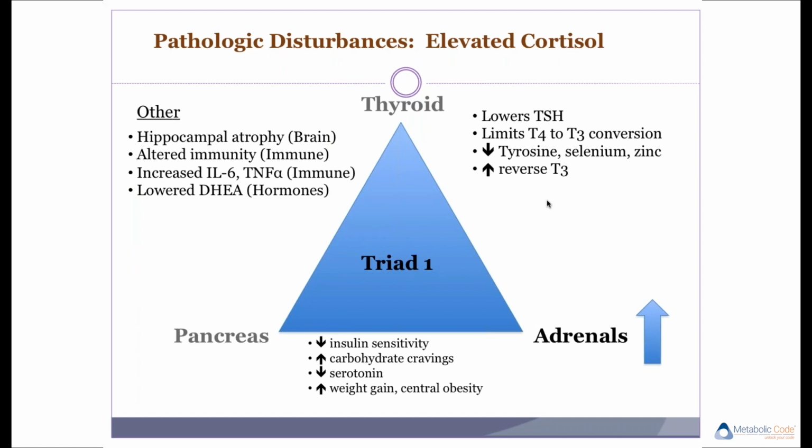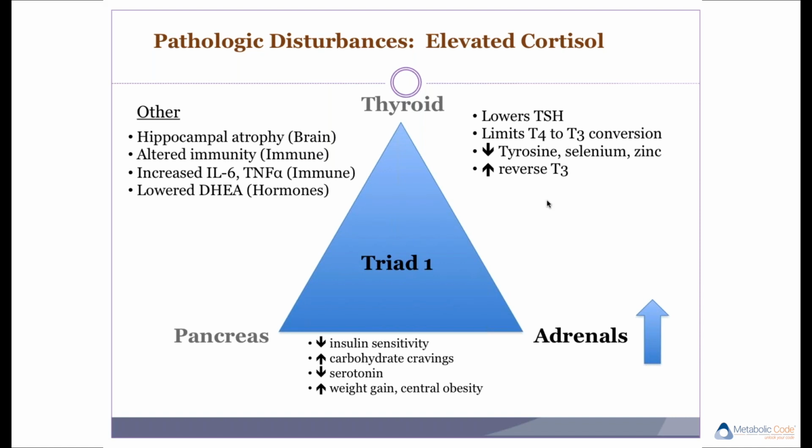So if you have someone who is under acute states of stress, so now we're migrating over to cortisol, we see changes in TSH, limiting conversion of T4 to T3, loss of tyrosine and selenium. Why does that happen? Well, we're activating our sympathetic nervous system, and we're beginning to deplete the precursor of tyrosine for epinephrine and norepinephrine, as well as alterations in selenium pools and elevations of reverse T3. This also will create changes in insulin homeostasis with worsening insulin sensitivity, reaching for carbohydrates, loss of serotonin production as a result, and weight gain and central obesity.